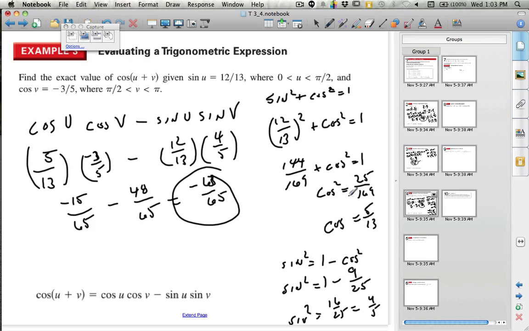Okay, so I used one trig identity to be able to find the missing trig function. I had sine, I needed cosine. I did use the Pythagorean identity. I had cosine, I needed sine. I used the Pythagorean identity. I double checked what quadrant they were in to make sure that I had my signs correct. And then we were able to go ahead and use, in this case, the sum formula for cosine.